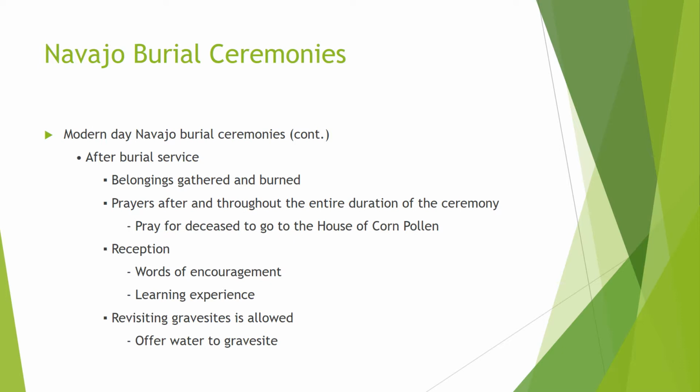After the burial service, once again, like in the old days, their belongings are gathered and burned. Prayers are offered throughout the entire ceremony, and they pray for their loved one to go to the house of corn pollen. At the reception, words of encouragement are offered, and the Navajo people really take this as a learning experience. For example, if the death was an unexpected or tragic one, they like to share with their community what could have been done to have prevented that death, so it does not happen again. And revisiting of grave sites is allowed in modern day, and they offer water to the gravesite.